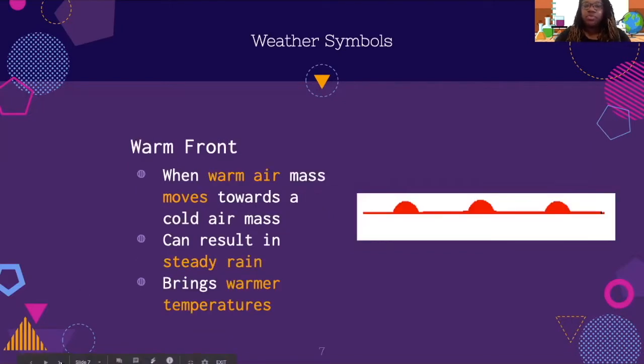All right, a warm front. So a warm front is when warm air mass is moving towards a cold air mass. This also results in steady rain and brings warmer temperature. So here goes our little bump to the half suns, bringing in the warm air, right? You're going to get rain with the warm front, you're going to get rain with the cold front, you're going to get rain with low pressure, right? So far, those are the things that we have been seeing.